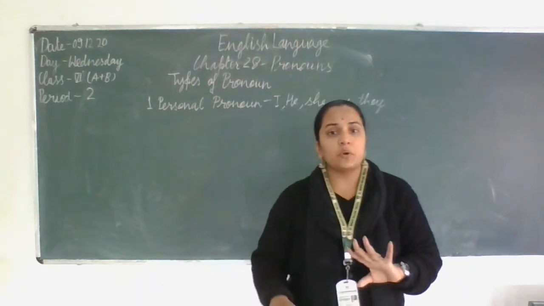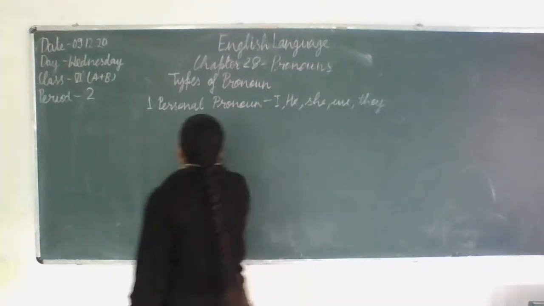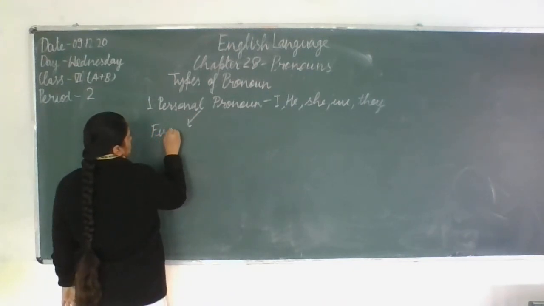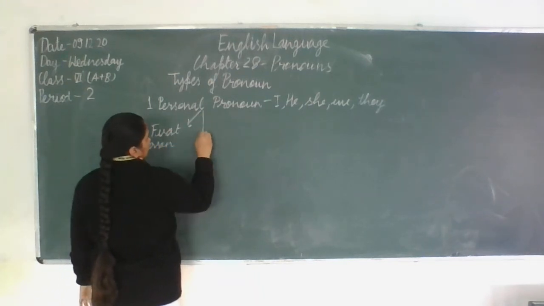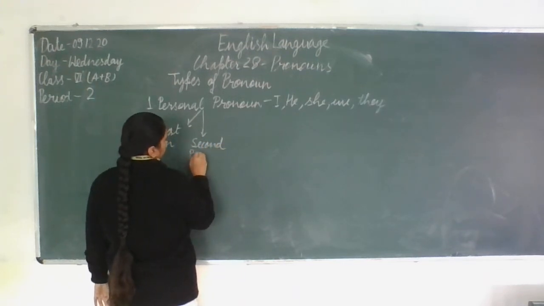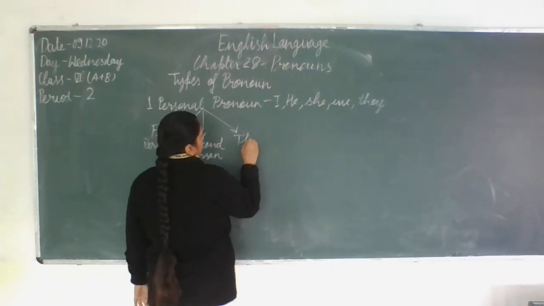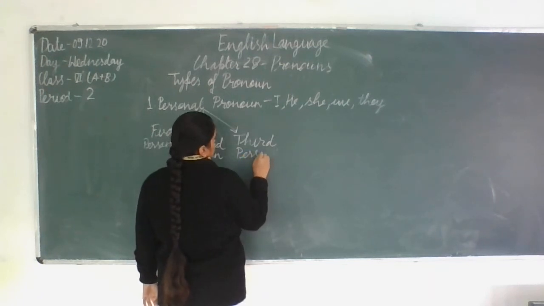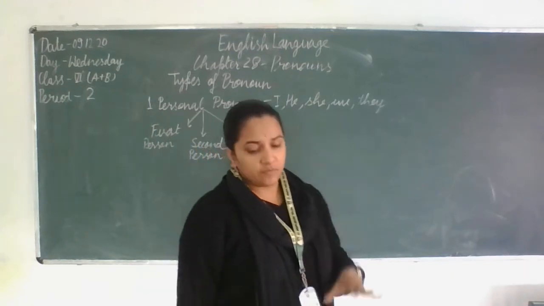But the personal pronouns are further divided into three categories. What are the three categories? The first person, second person, and the third person. So these are the three categories in which the personal pronoun is further subdivided.